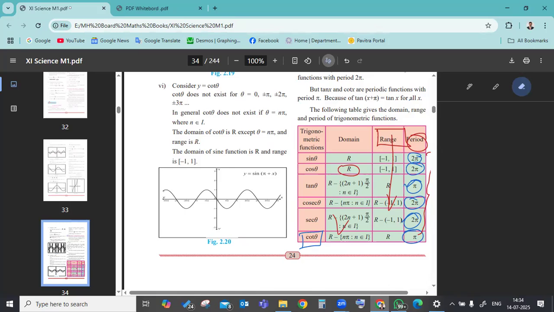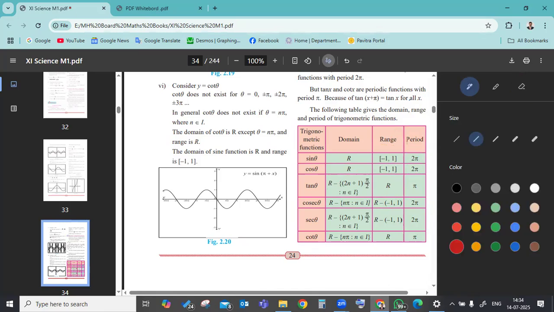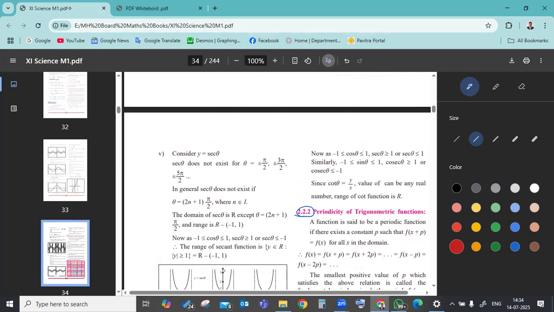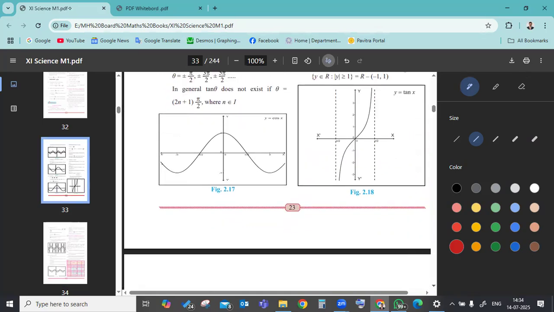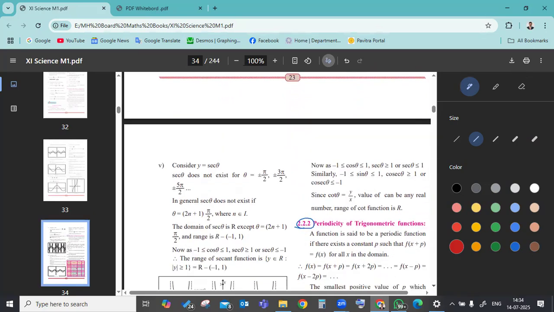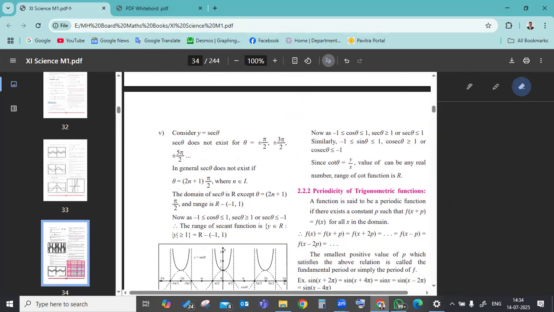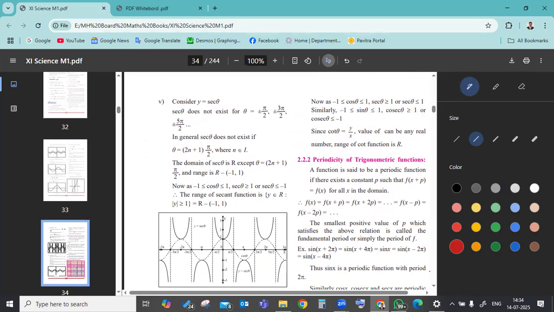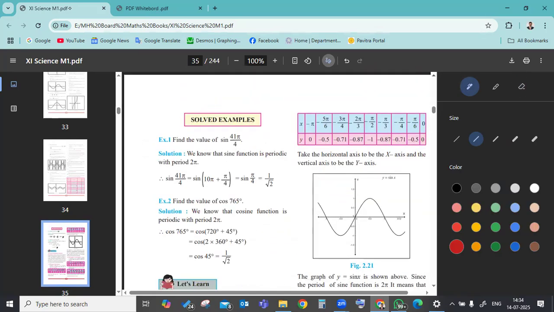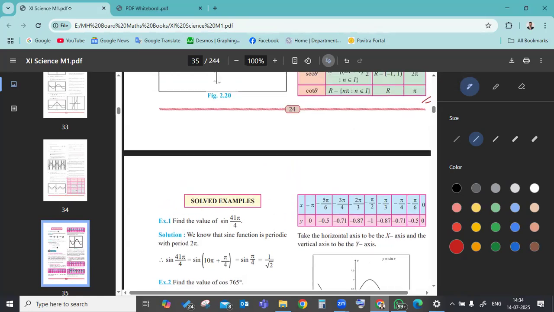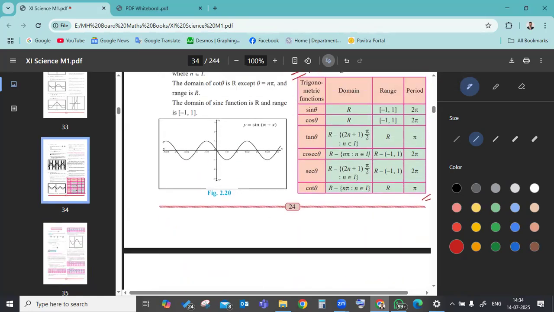You must know what is important in it: the domain of tan, the domain of cot, domain of sec, domain of sine, domain of cos, etc. So this chart only is important, and the rest of the theoretical discussion is quite tricky and confusing, so you better avoid it. If you understand the graph, that is a very good thing. Otherwise, ignore the theoretical part and just focus on this table only.